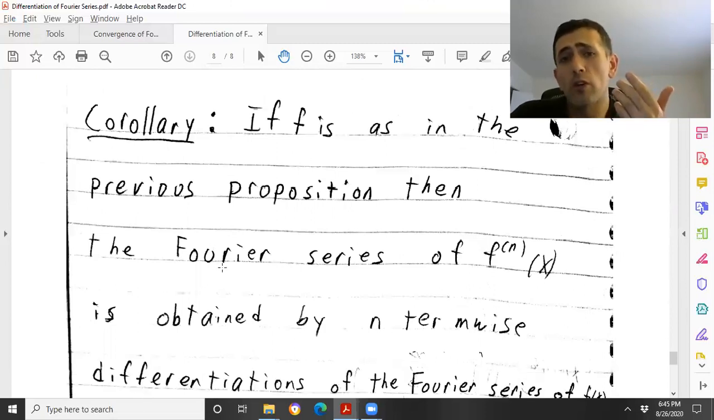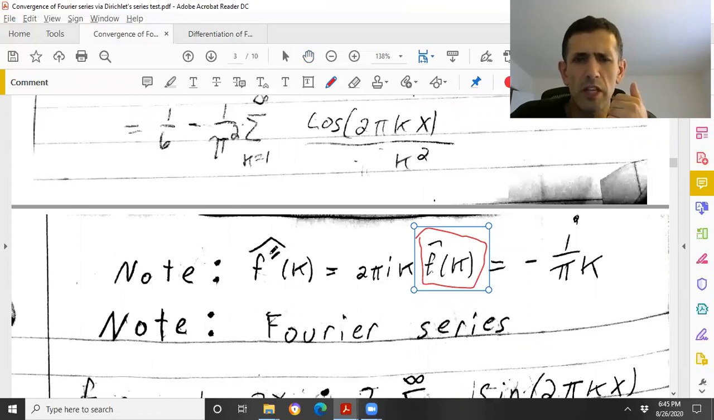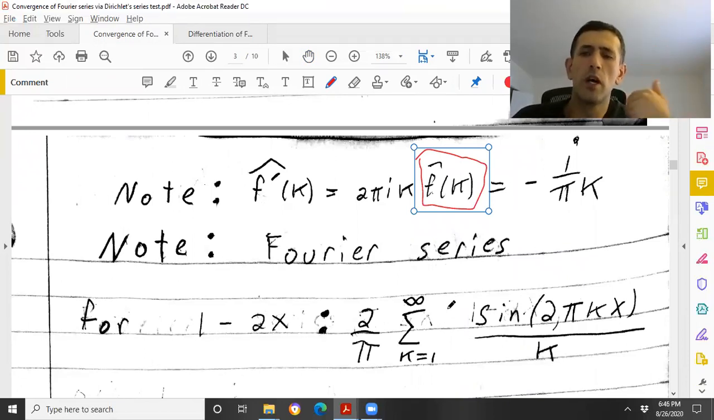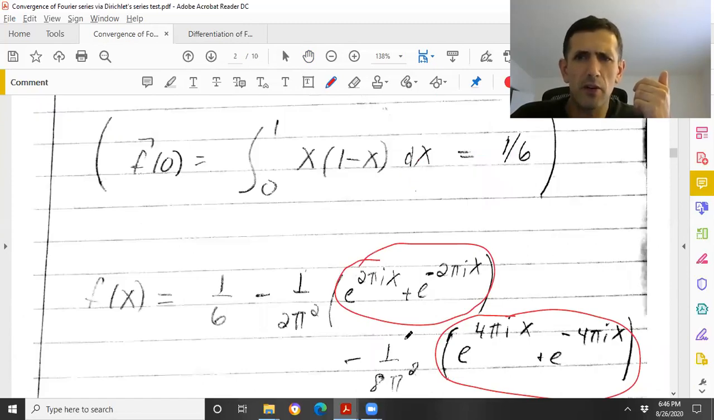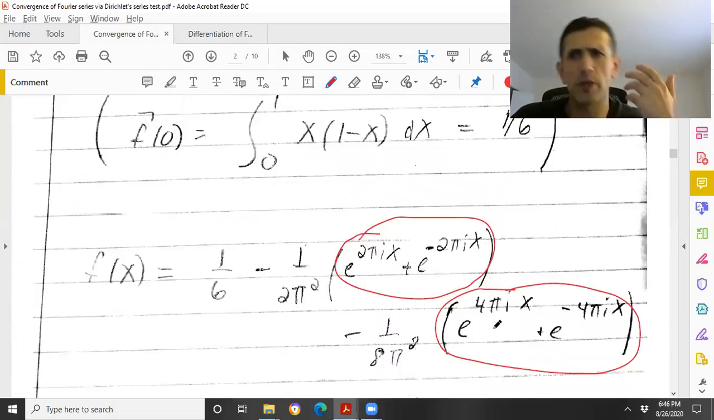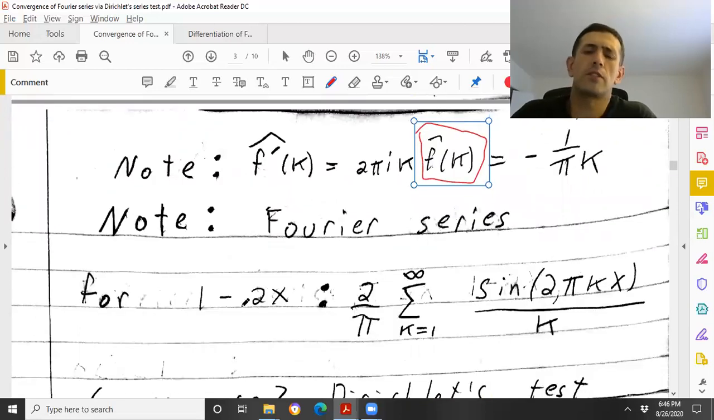On the other hand, we can use this corollary, because the proposition works when n equals 1. So you can use this corollary that I mentioned a second ago to conclude that the Fourier series for 1 minus 2x is the same thing as if you term-wise differentiate the Fourier series we just computed. If you really go back, we did the integration by parts for (1 minus 2x) e to the minus 2 pi i kx. And if you do the same kind of game that we did here, combining the terms k equals 1, k equals minus 1, k equals 2, k equals minus 2, et cetera, then you'll get that the Fourier series for 1 minus 2x is 2 over pi times this sum here, right?